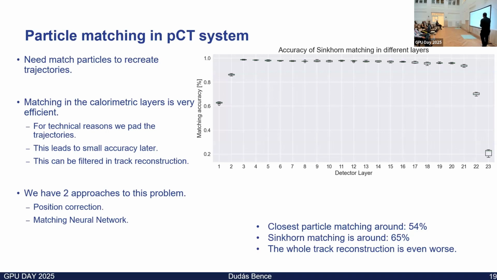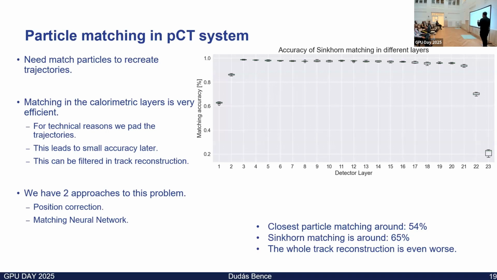So the problem for us was that even with the best algorithms, which can almost obtain 100% accuracy in the detector system, in the first two detector layers it's not working. The reason is that the setup in the first two detector layers is different than in the rest of the layers. There are technical reasons why it was built like this. But still, the data we have to work with is just like this.